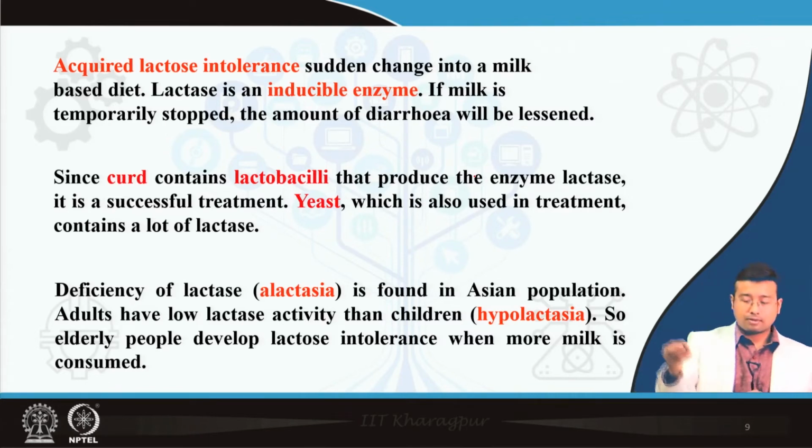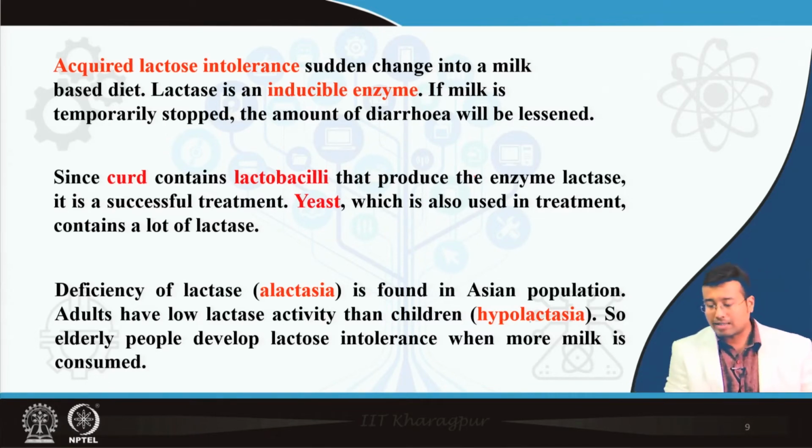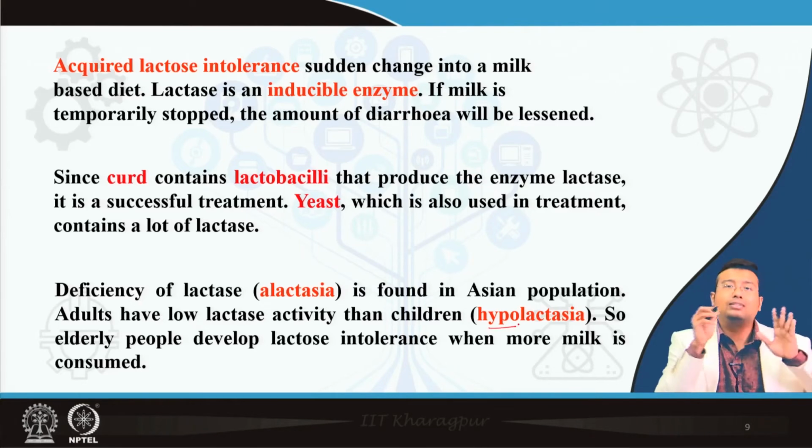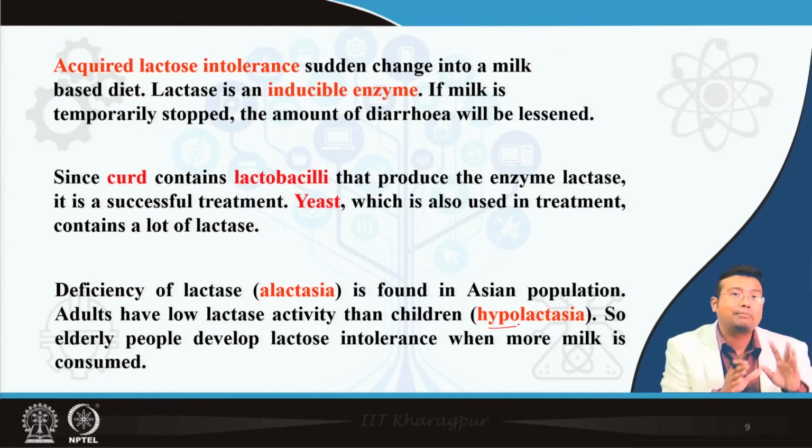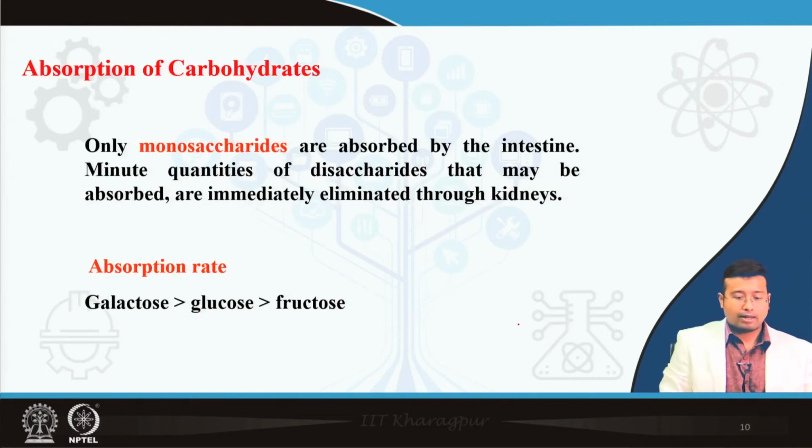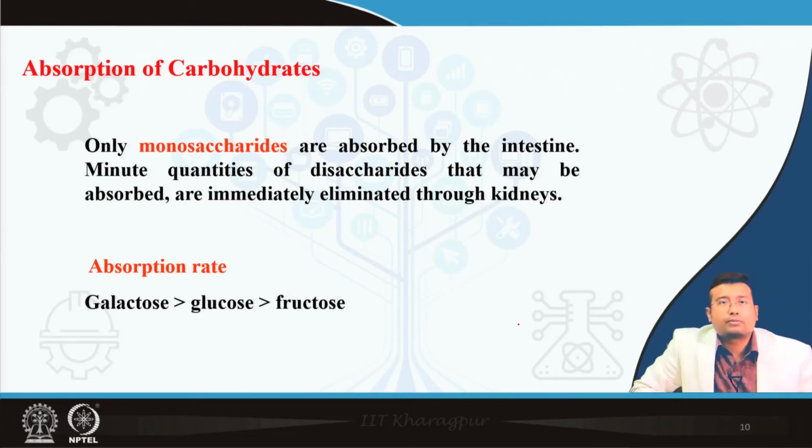So mind it, there is a term known as hypolactasia. Hypo means less. So this lactase enzyme might be totally absent, which is known as alactasia, or it may be less. It may develop with age, and this is known as hypolactasia. So now after it is digested, we are now concerned with absorption of carbohydrate.